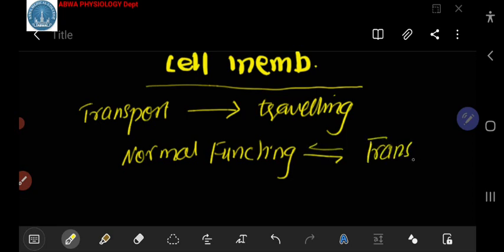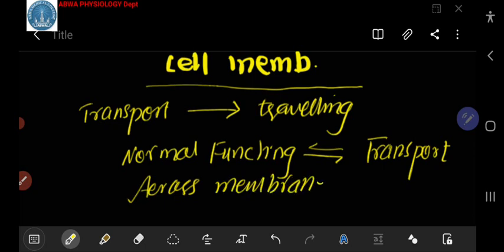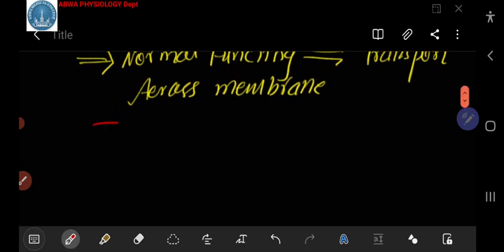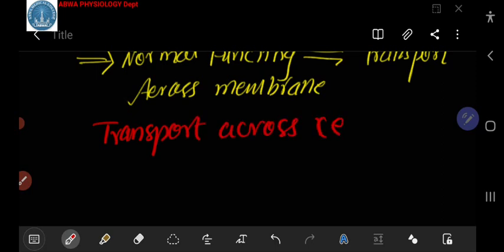Transport across the cell membrane is very much important. As I already told you, the self existence and its normal functioning is directly linked to the transport across the cell membrane. So, transport across the cell membrane.